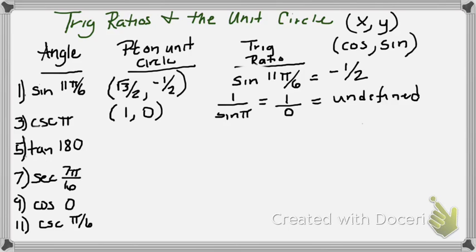For number 5, I'm looking at the tangent of 180. So I'll look on my unit circle for degrees this time. I'm looking for 180 degrees. And I see that my point is negative 1, 0. Alright, tangent is equal to sine over cosine. So I have sine of 180 divided by cosine of 180. Alright, so the sine is equal to 0 and the cosine is equal to negative 1. And 0 over negative 1 is equal to 0.